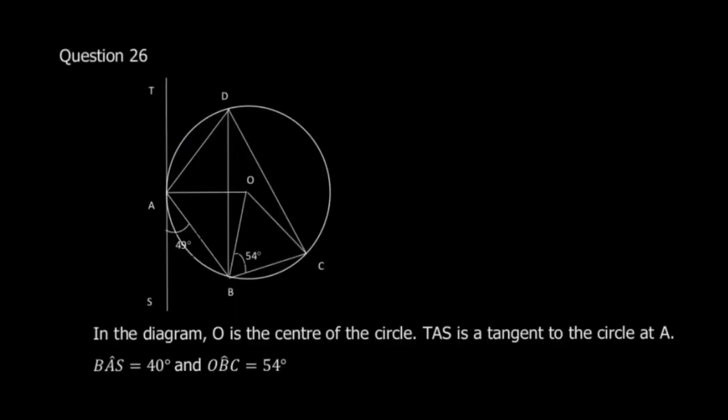Okay, so let's quickly move to question 26. It says in the diagram, this is a circle, TAS is a tangent at A, and you have these angles given. So BAS is equal to 49. So this one is 49. Take note of it. This one is 54.